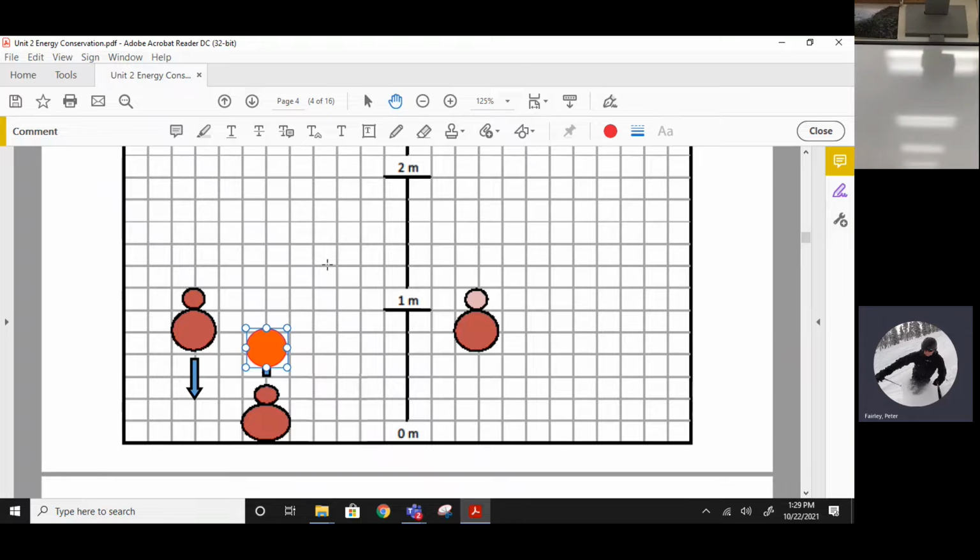Then I'm going to do the same thing to represent a tennis ball. But of course, I'm going to make it green. I'm going to try to make it about the same size as this one. It doesn't have to be perfect.